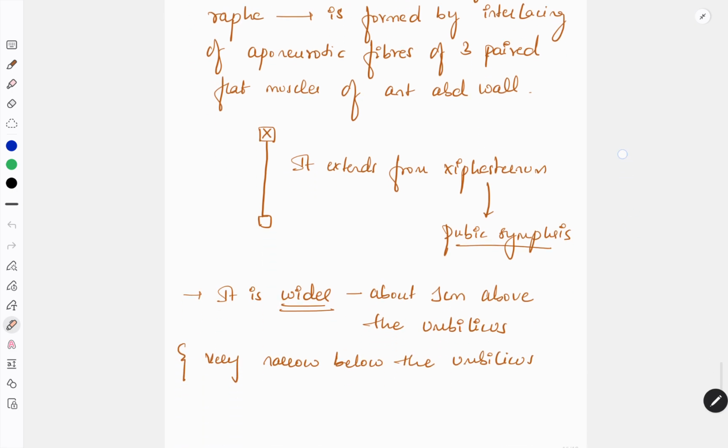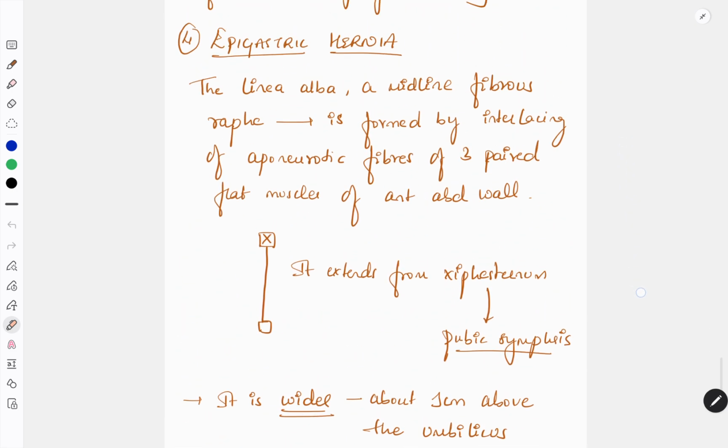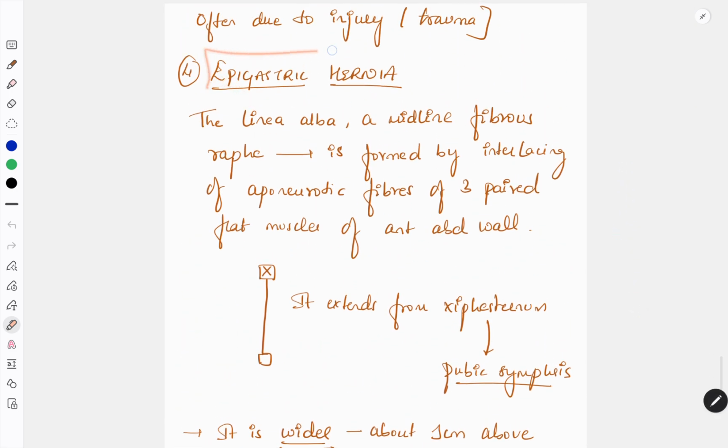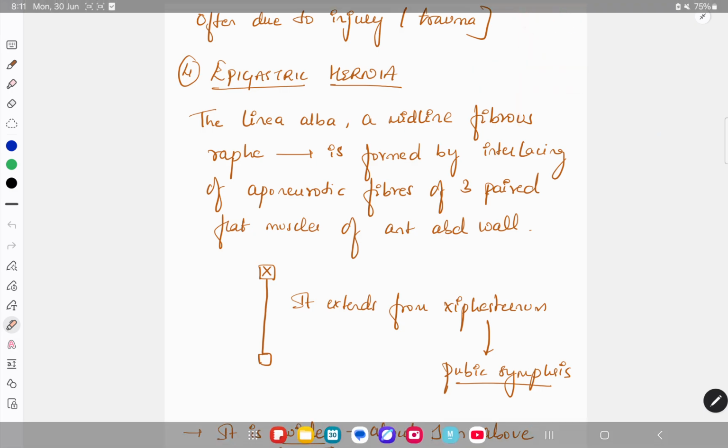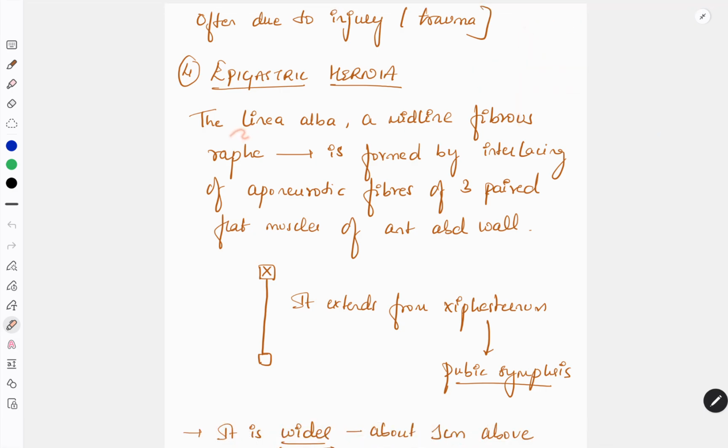The next and the last clinical correlation, I think, is the epigastric hernia. All of you know where the epigastric region is, right? I have already explained the quadrants of the abdomen, and the epigastric region is present here. This is the epigastric region. Okay, so the linea alba, a midline fibrous raphe, is formed by interlacing of aponeurotic fibers of three paired flat muscles of the anterior abdominal wall.